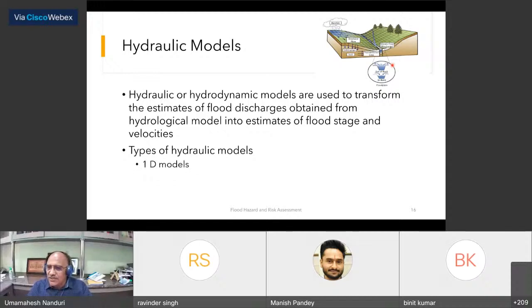A one-dimensional model is sufficient. So there are different one-dimensional models which study the flow pattern as only one-dimensional flow. They study the flow within the drain and then study how the flood is propagating through the drains. For example, I talked about the Storm Water Management Model, SWMM. So SWMM is basically a one-dimensional model.